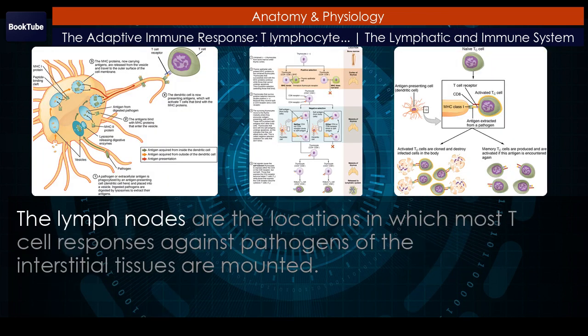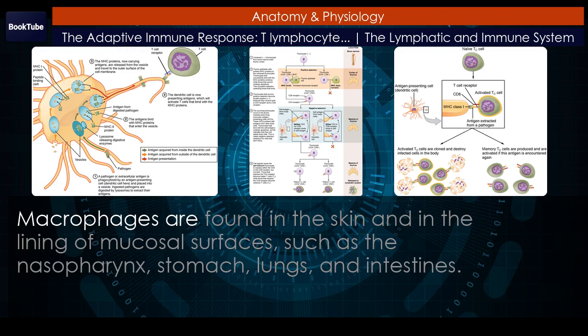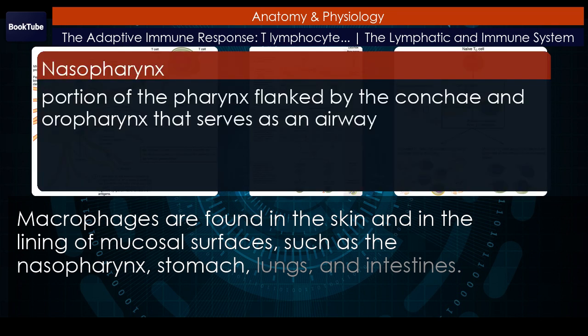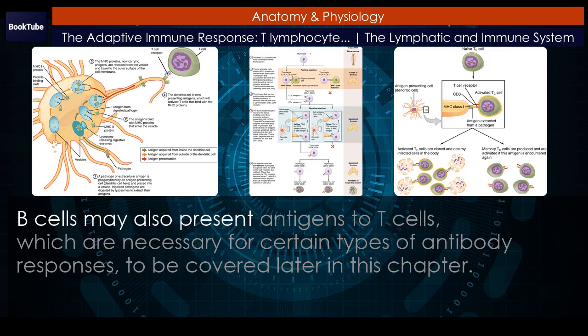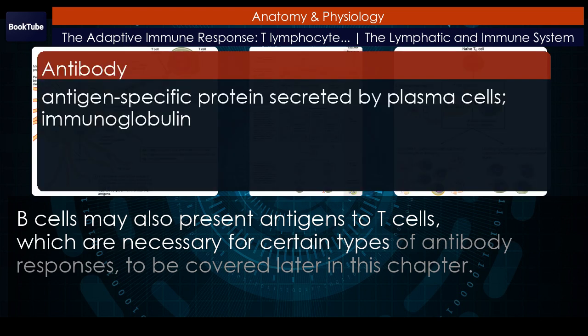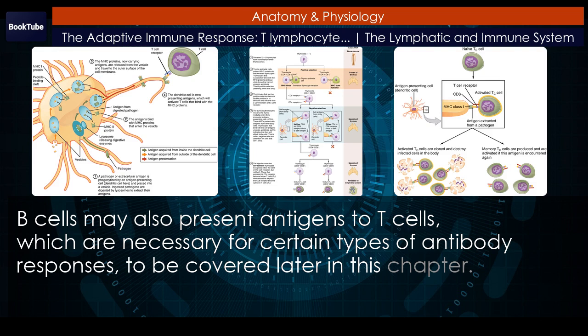The lymph nodes are the locations in which most T-cell responses against pathogens of the interstitial tissues are mounted. Macrophages are found in the skin and in the lining of mucosal surfaces, such as the nasopharynx, stomach, lungs, and intestines. B cells may also present antigens to T cells, which are necessary for certain types of antibody responses, to be covered later in this chapter.